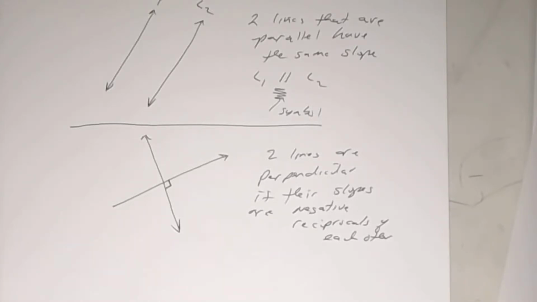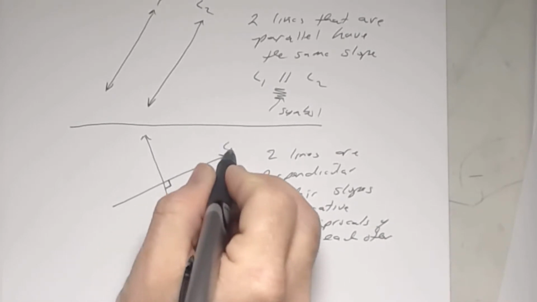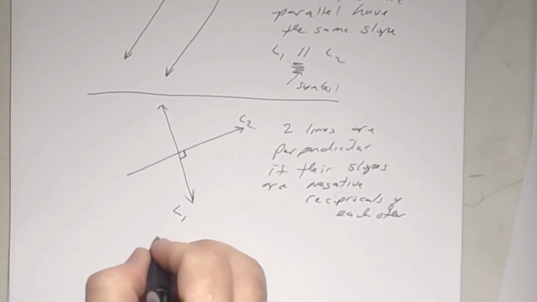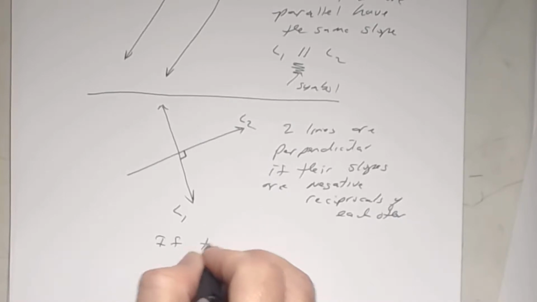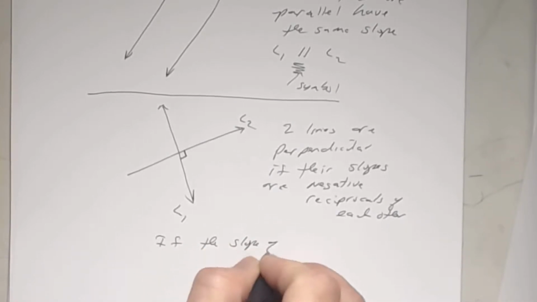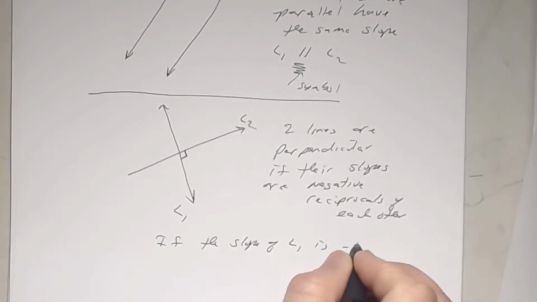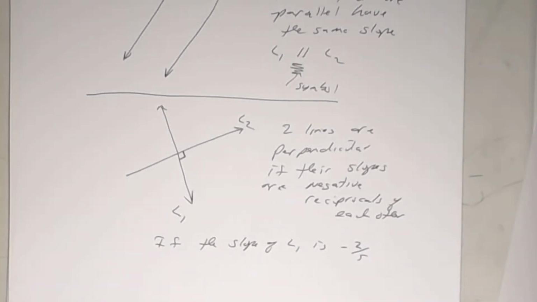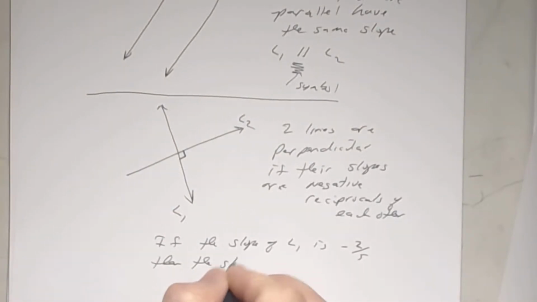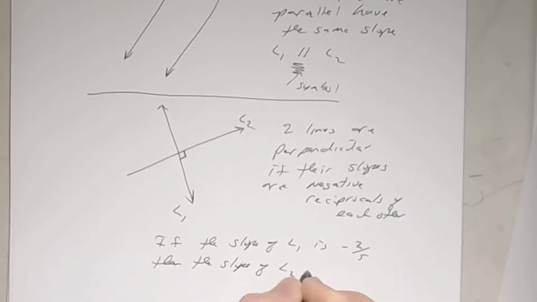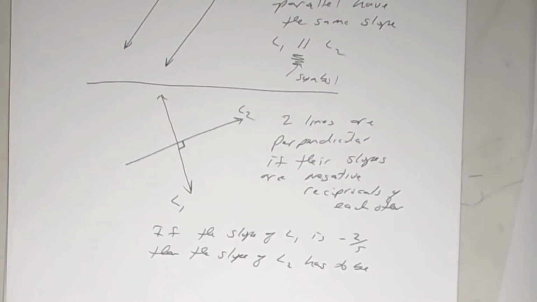All right, now here's what that means. Let's call this L1 and this L2. If the slope of L1 is negative 2/5, okay? So if you know the slope of L1 is negative 2/5 and L2 is perpendicular to it, then the slope of L2 has to be what? Okay, so negative reciprocals, the negative idea means you change the sign.